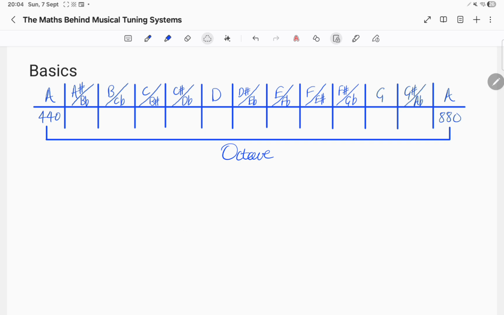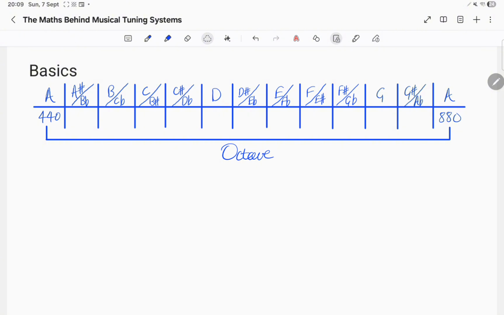Firstly, we'll start with the basics of a scale. This is the standard 12-tone scale used throughout the world. Today we'll be using the tuning standard A is equal to 440 Hz.